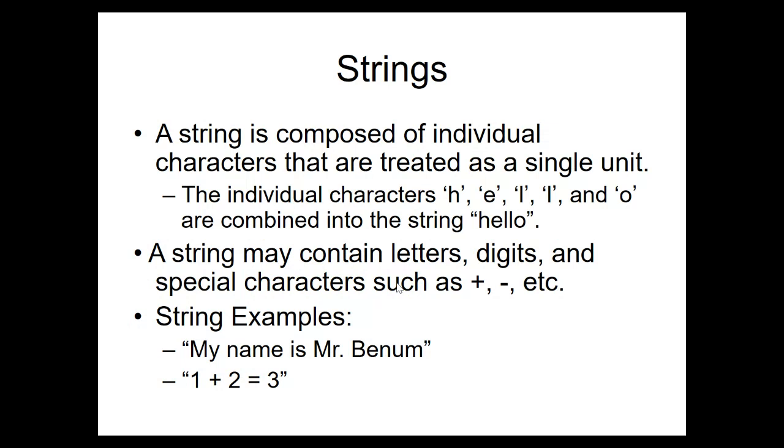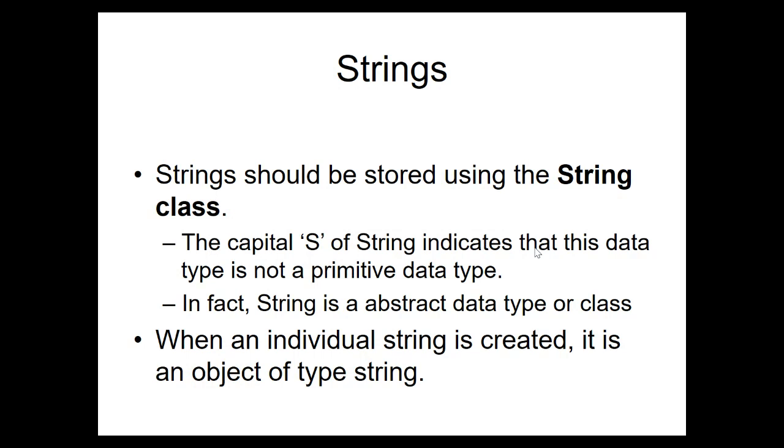So to start with strings now, they're just composed of a bunch of individual characters that are linked together, or strung together. That's why they call it a string. Some examples of strings could be, my name is Mr. Benham. It could be involving just digits and symbols, like the second example. Strings can really contain anything, like a phone number. It could be brackets and dashes. Even though it does contain letters and numbers, it's a string.